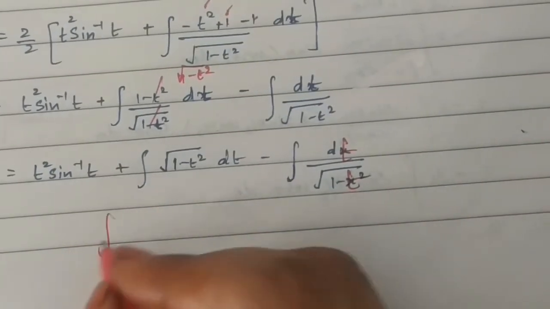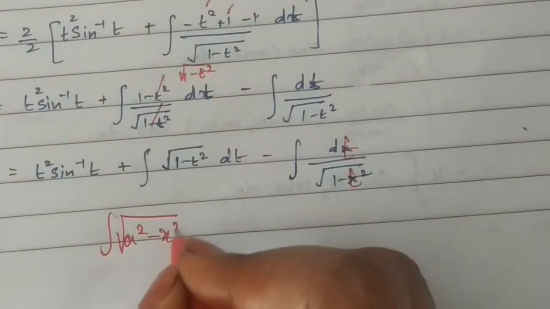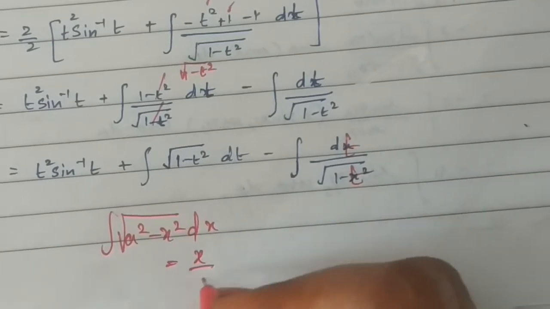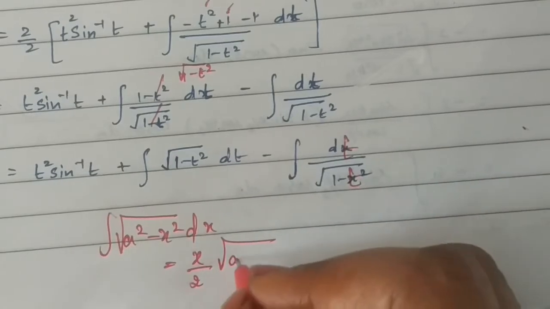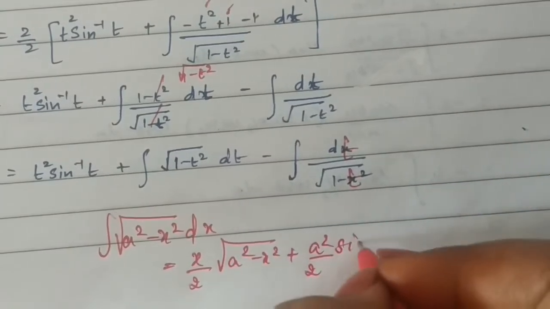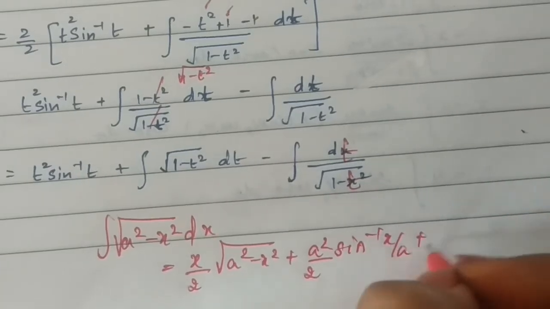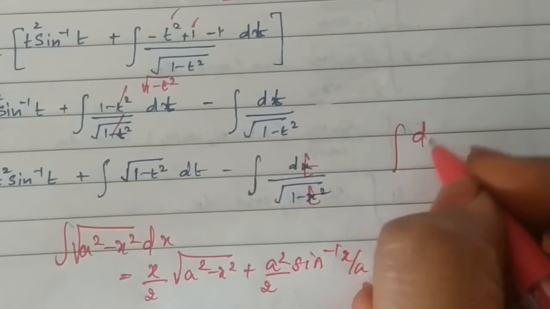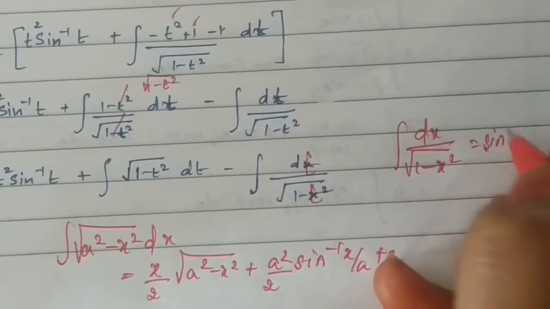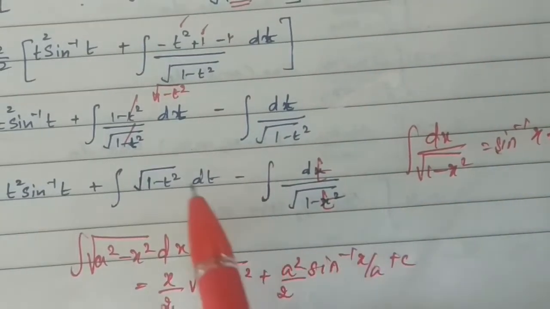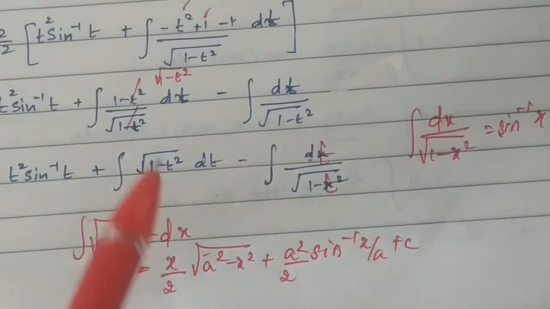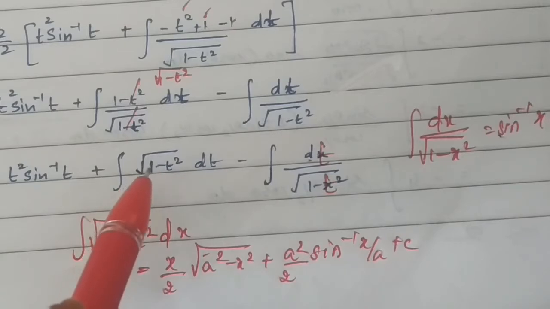Now you know the formula for the integral of root of a squared minus x squared into dx. What is the formula for this? X by 2 into root of a squared minus x squared plus a squared by 2 into sin inverse of x by a plus constant. What is the formula for this? Dx divided by root of 1 minus x squared is nothing but sin inverse of x plus c. So for these two integrals, we are going to apply the formula and derive the solution. In the place of x, we have t. In the place of a, we have 1.